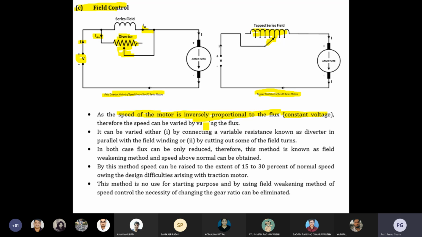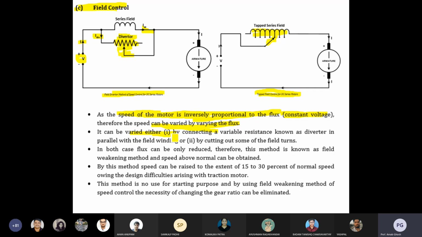Since the other components are constant, you can see that N is inversely proportional to φ. That is why we are changing the flux. That is also known as the flux weakening method, without changing the polarity of the field. So speed can be varied by varying the flux.